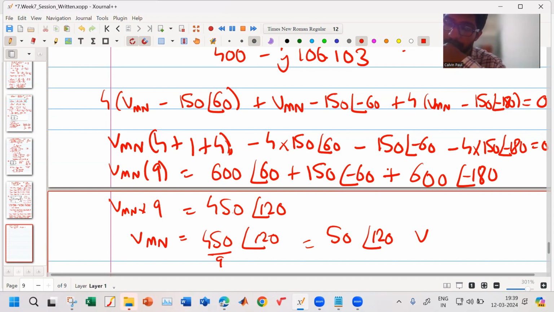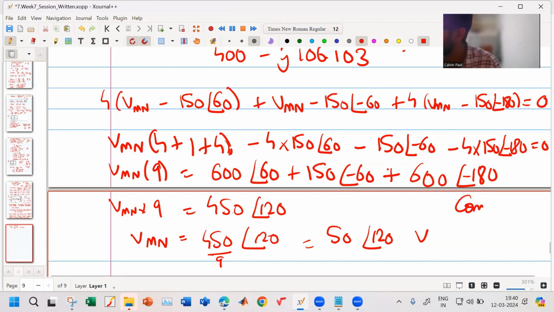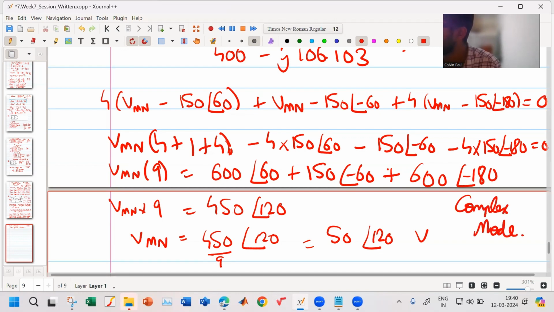If you have a calculator, you can do it, going to complex mode. But in the GATE exam, I don't think you have this option. Then how can we do it manually, decomposing it? Okay, so manually.